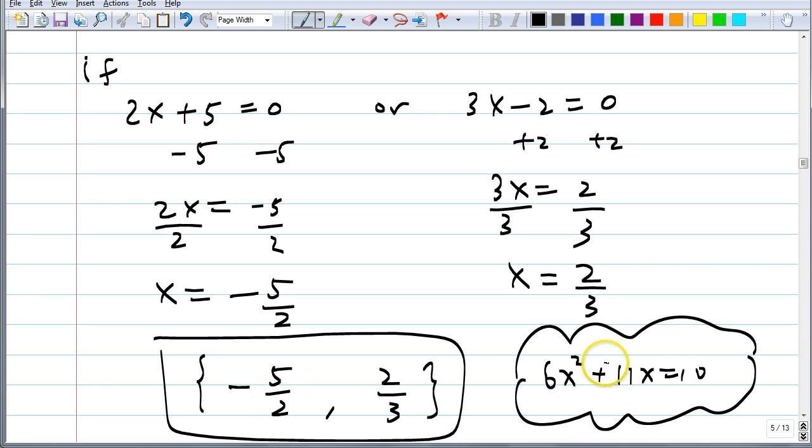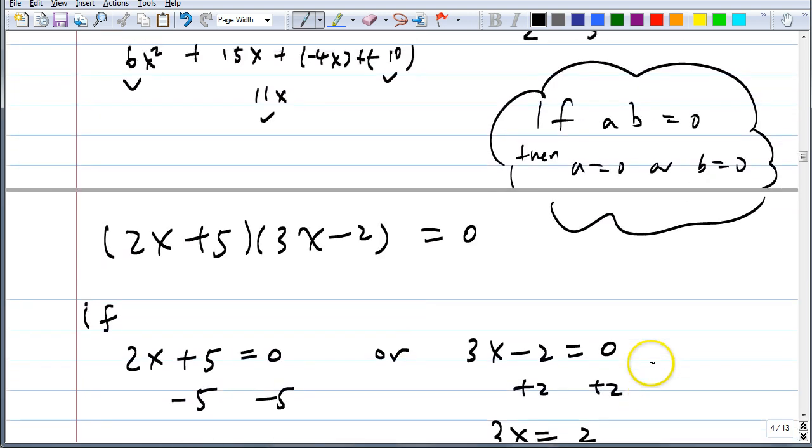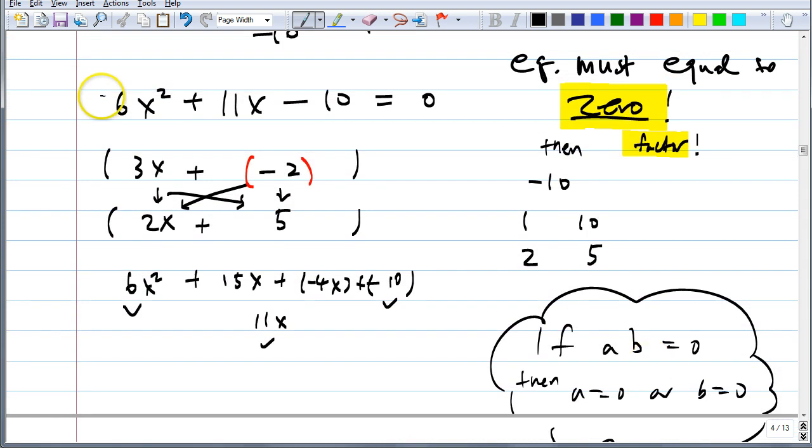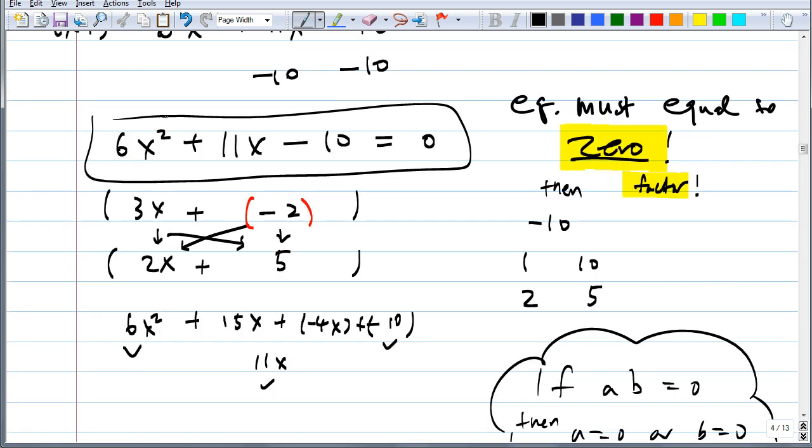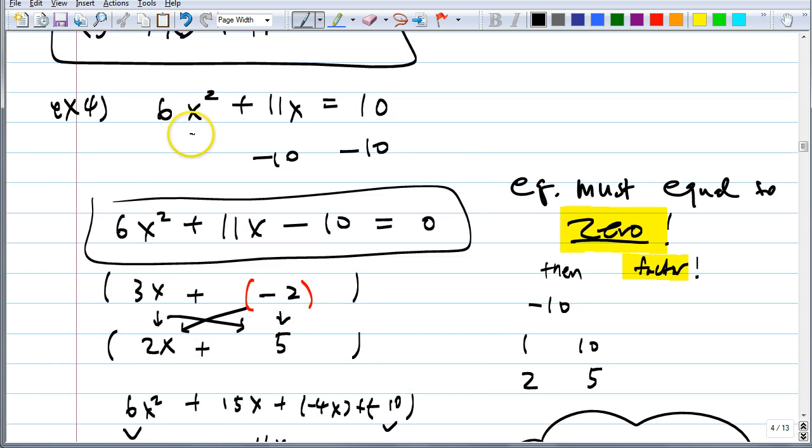So when you plug in negative 5 over 2 on the left side, guess what? The left side would be 10, wouldn't it? What if I plug in 2/3 to this left side? Left side would equal what, guys? 10. You will get 0 at this point right here, when we made it equal to 0, then yes, the whole thing will be 0, right? But if you look at the original equation, if I plug in those two solutions, it will equal 10. Does that make sense?